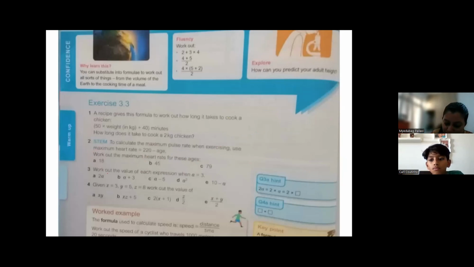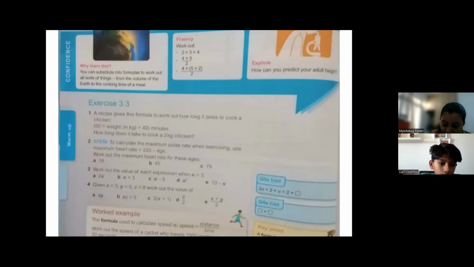Different expressions are given to us: 2a plus 3, a minus 5, a square, 10 minus a. Different expressions are given and we have to find the value of each expression when a is equal to 3. That means in each of these expressions, we have to substitute the value of a as 3 and find out the answers. Okay, let's find it out.